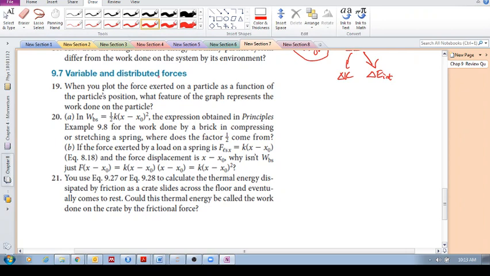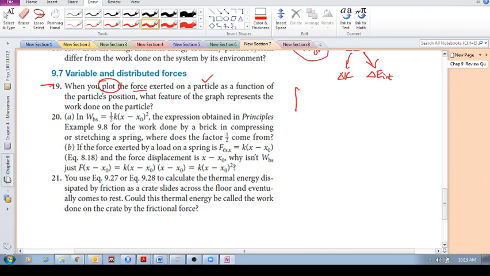Okay, variable and distributed forces. I'm just going to go over a couple of these. 19. When you plot the force exerted on a particle, remember what's a particle, as a function of the particle's position, what feature of the graph represents the work done on the particle?